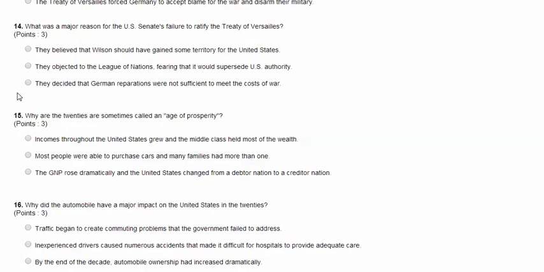Number 14, what was a major reason for the United States' failure to ratify the Treaty of Versailles? They believed that Wilson should have gained some territory for the United States. They objected to the League of Nations, fearing that it would supersede U.S. authority. They decided that German reparations were not sufficient to meet the cost of the war.